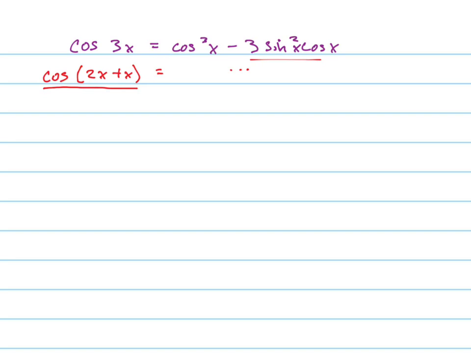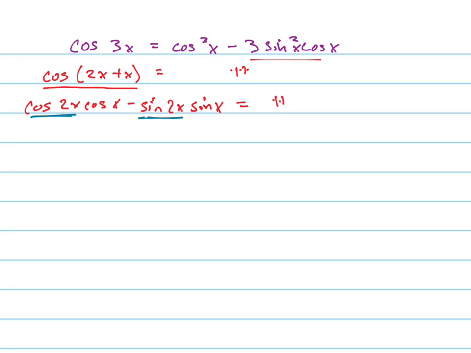Cosine a plus b is the same as cosine a cosine b minus sine a sine b. Okay, so that's my left side. So we're just not even going to bother writing that on there. Okay, now I'm going to use the double angle formula to rewrite these two things.